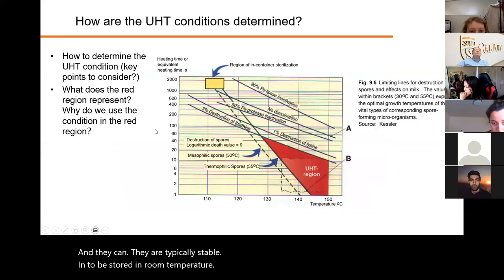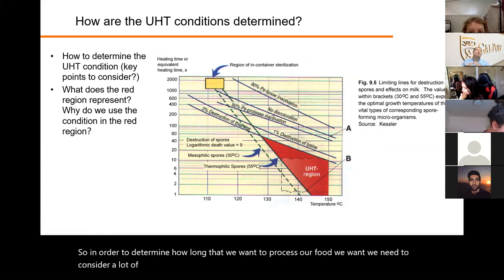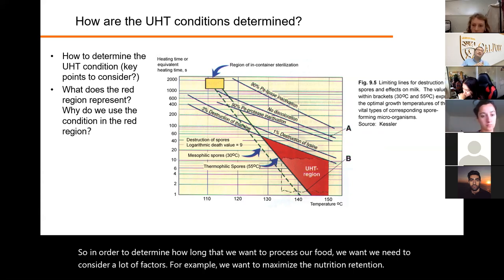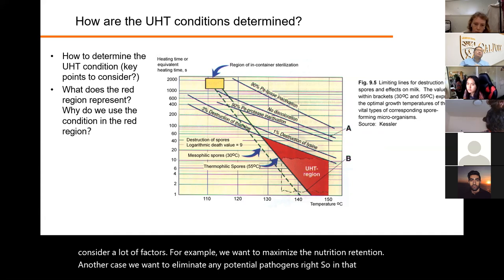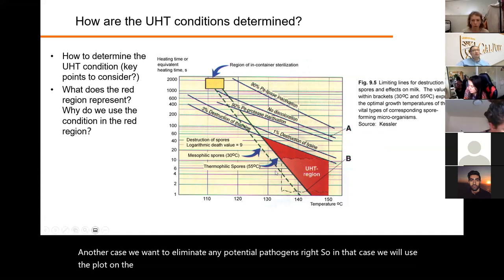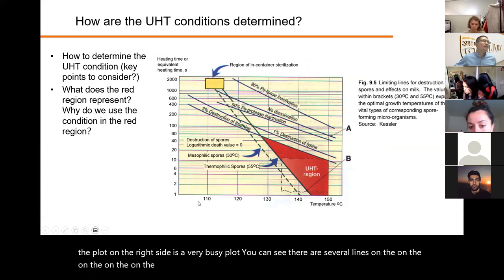In order to determine how long we want to process our food, we need to consider a lot of factors. For example, we want to maximize nutrition retention. In another case, we want to eliminate any potential pathogens. So in that case, we use the plot on the right side. It's a very busy plot. You can see there are several lines on the plot, and we have a region here. Let me explain it later.